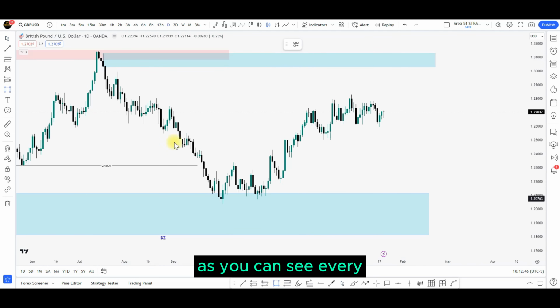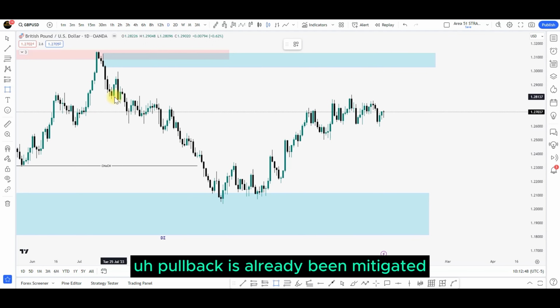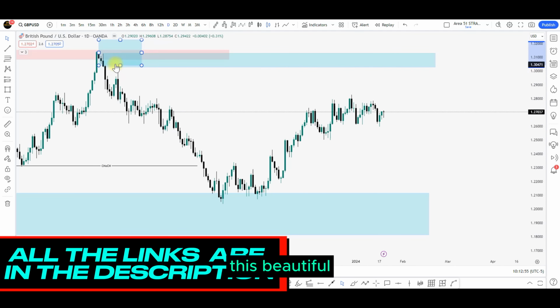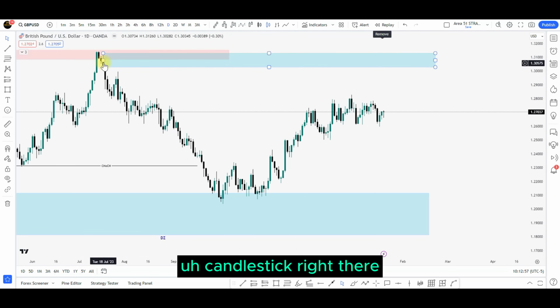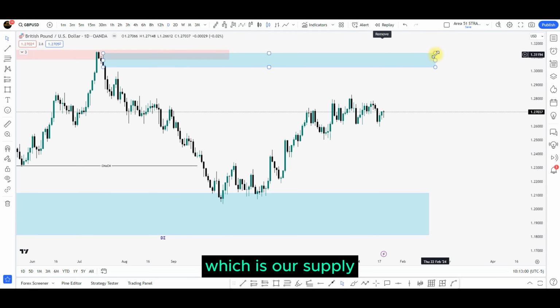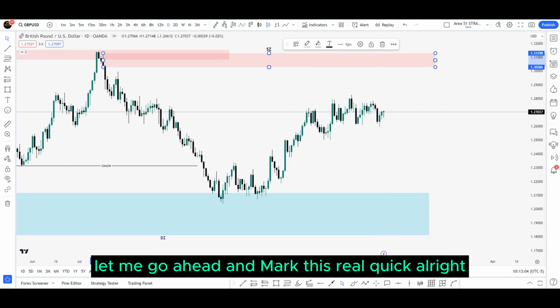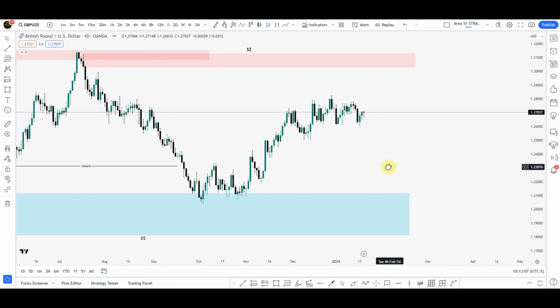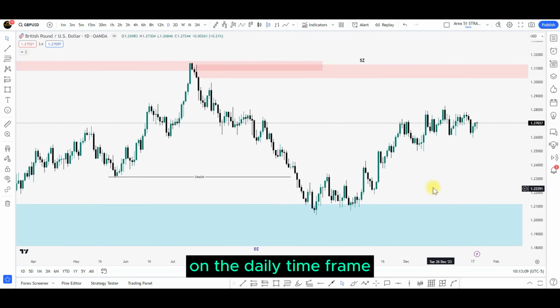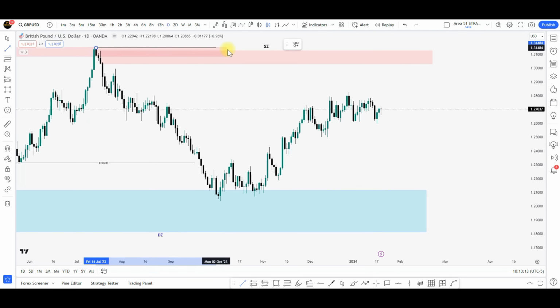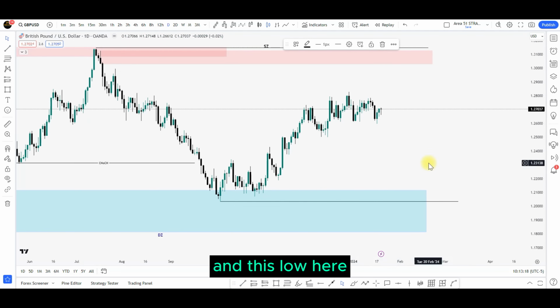As you can see, every pullback here has already been mitigated, and the only area that's not mitigated yet is this beautiful candlestick right there, which is our supply zone on the daily time frame. Let me go ahead and mark this real quick. All right, what is the price doing right now on the daily time frame? Number one, we have our daily range, price trading between this high and this low here.